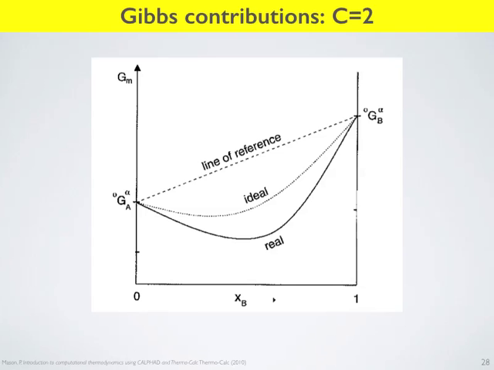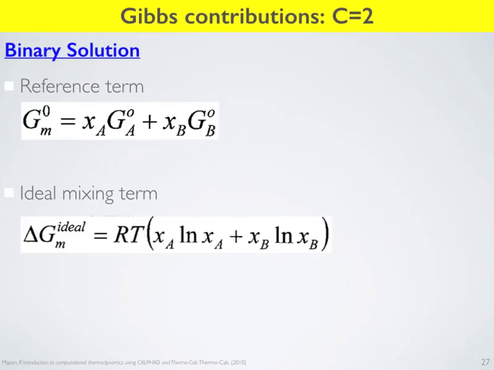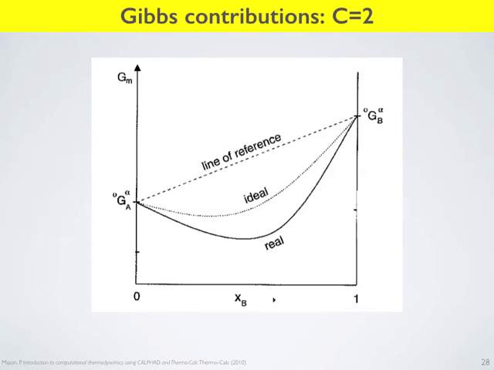So what happens actually in an experiment? The difference between these two is the excess term. This also explains why most of these curves look like parabolae, because they all contain this term right here, and this typically looks like a parabola. So if you just have elemental reference state plus ideal mixing, you get something that looks like a parabola, and then we fix up all the non-ideality by adding the excess term on top. Okay, everyone okay so far? Just how we're building up our Gibbs functions.